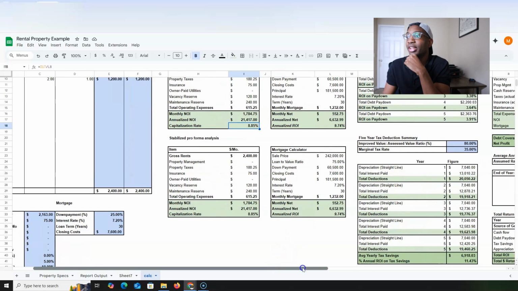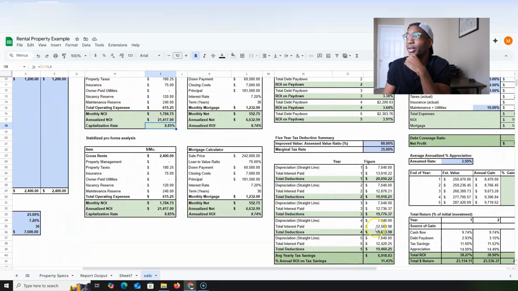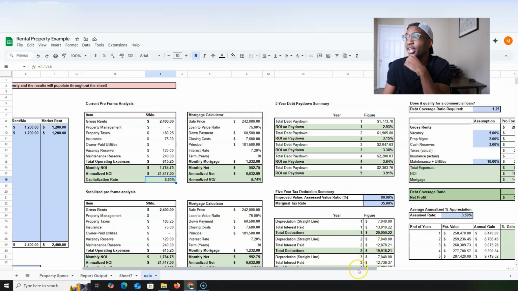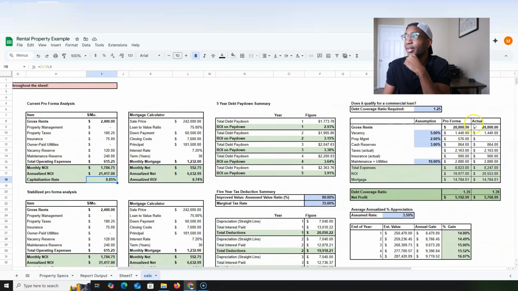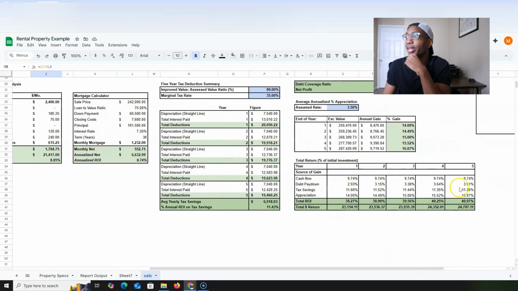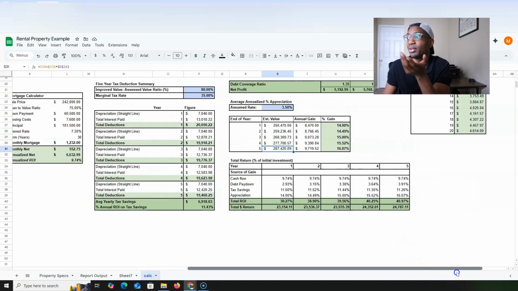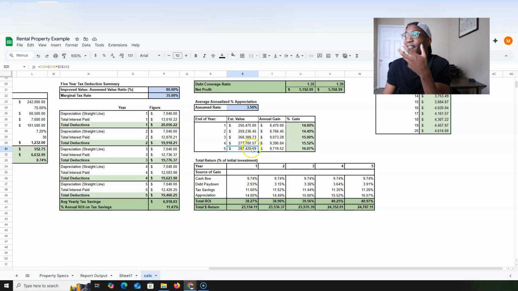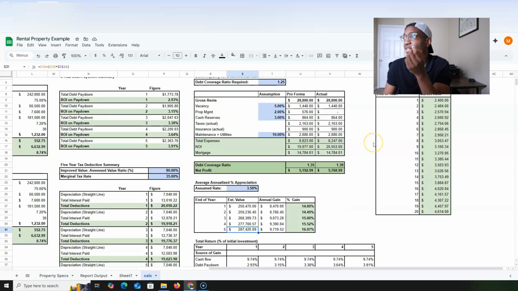And then they have other things where they talk about the depreciation, you know, the total return after so many years, and the annualized appreciation. Like, let's say it grows 3.5% a year, which is understandable, especially in today's market. You know, in 5 years, this house would be worth 287, and I got it at 242. So making over 40 grand in 5 years is pretty good.